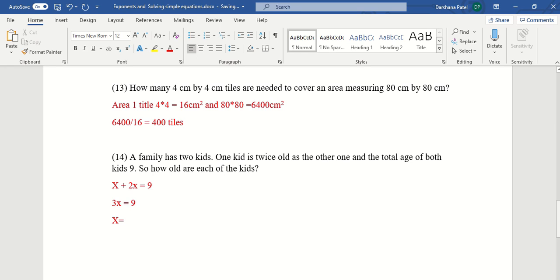So the younger one is 3 years old and the other one is twice the x. So it will be 2 times 3. So that will be 6 years. So one is 3 years old, another one is 6 years old. Their sum is 9, which is true, 3 plus 6. And the elder one is twice the age of the younger one, which is true. 3 times 2 will give us 6. So the ages of both kids are 3 and 6 years old.